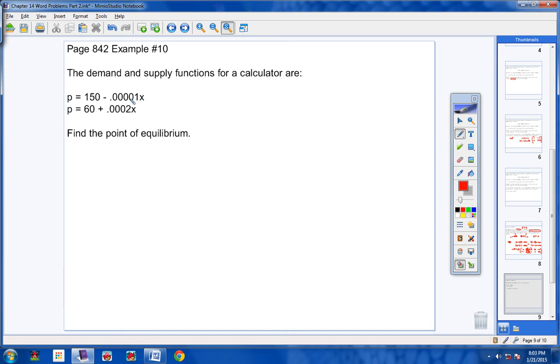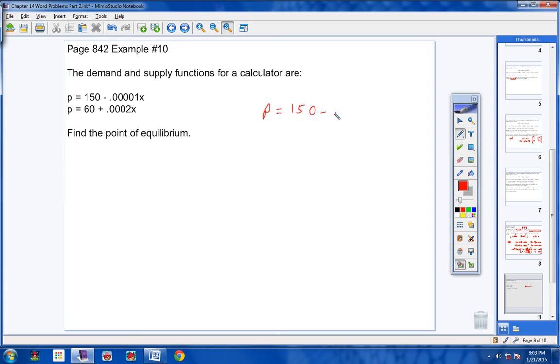The point of equilibrium is simply the price P and the number of units that satisfy both the demand and supply equations. In other words, it's so simple, guys. When I ask you to find the point of equilibrium, I'm just simply asking you to find an ordered pair that satisfies both equations. So what you really have here is simply a system.